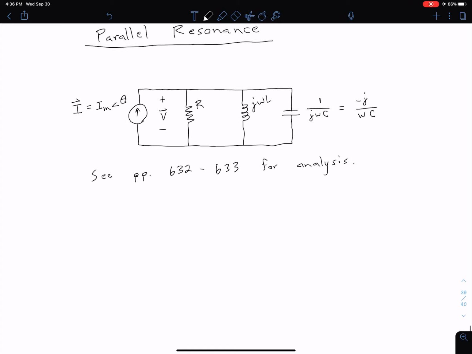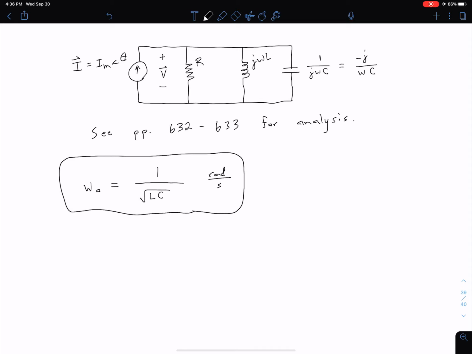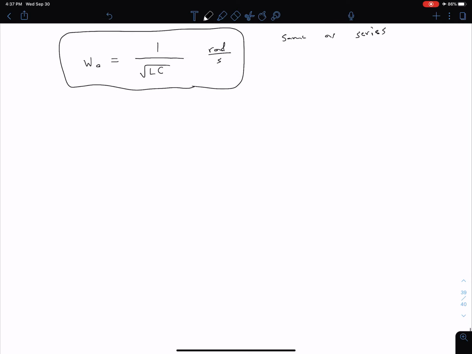So through that analysis, what we find is that our resonant frequency omega naught for this parallel RLC circuit is equal to 1 divided by the square root of L times C, and again that's going to be in units of radians per second. So this we see is the same as what we had for series, same as our series RLC circuit, same as for our series resonance. Some of our equations are going to vary a little bit.